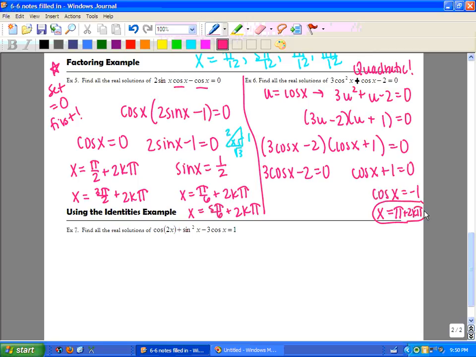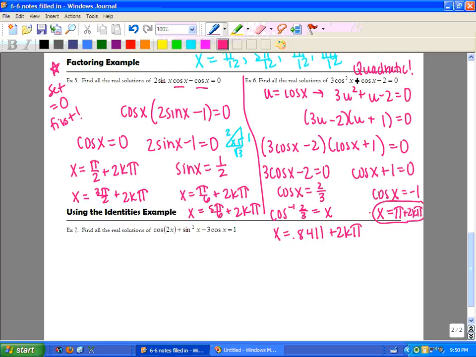For the second one, that's going to give us that cosine equals 2/3, which is not an easy solution to make a triangle from or to look on a graph. So for this one, you're going to have to do the inverse in your calculator, and your book will tell you which mode you should be in. I did mine in radian mode, and I got that x was 0.8411. And again, we'll put plus 2k pi with that.